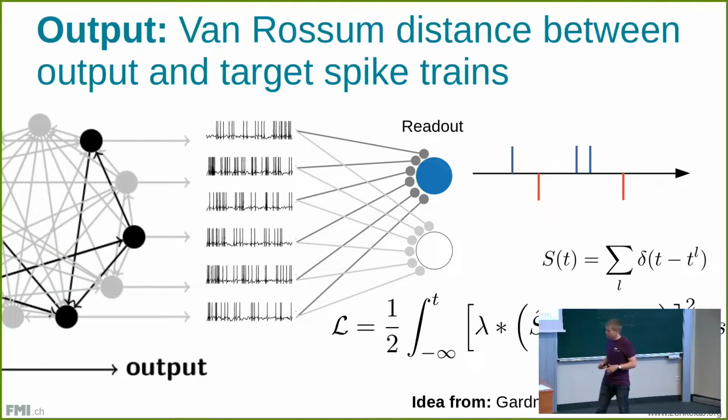And so now we need to talk about the output end of the network. Spikes come out. How do we train this network? We need to define an objective function. For the task I've just described, if the task is to learn a specific output spike train, we need to define a loss function that captures this.